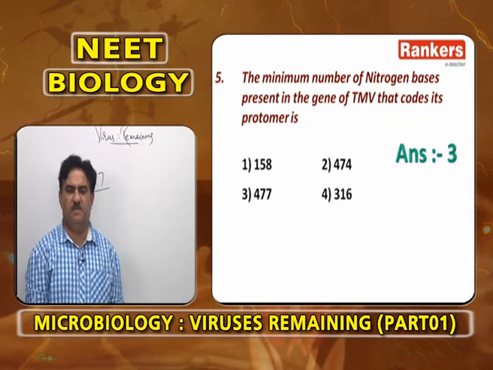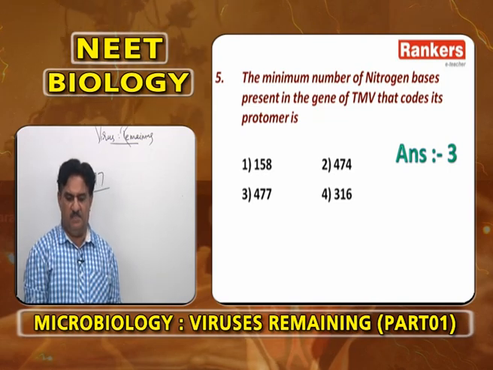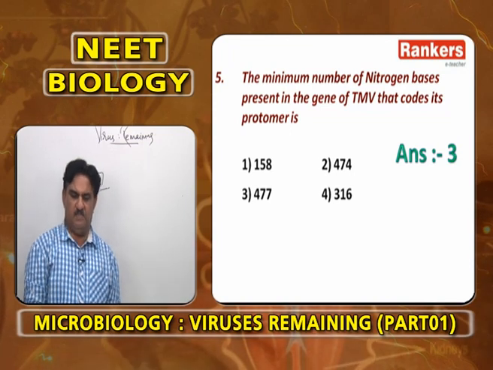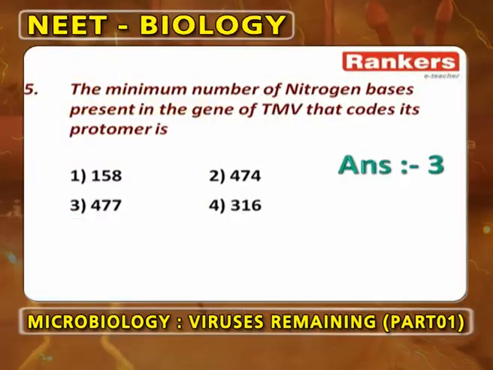Why plus 3? Because we have to count the stop codon also. The total number of nitrogen bases present in the gene of tobacco mosaic virus that codes its protomer is 477. The third option is the answer for this.